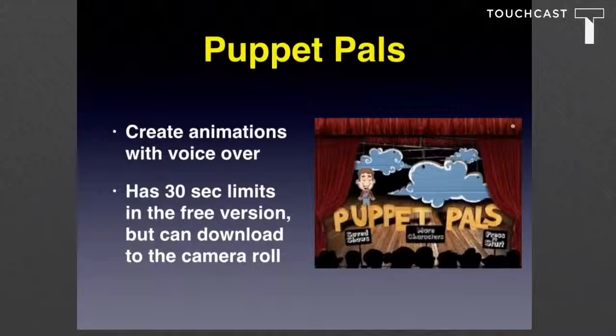The next one is Puppet Pals. Sometimes you have to have some way for kids to create that does not put them in the video. You've got reluctant talkers that don't want to actually be in the video. Puppet Pals lets you create animations with voiceovers. It does have 30-second limits in the free version, but you can download those 30 seconds to the camera roll, and so you could stretch it together with iMovie.